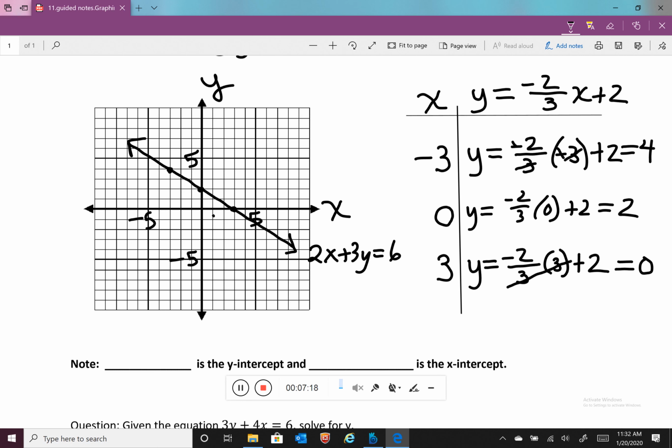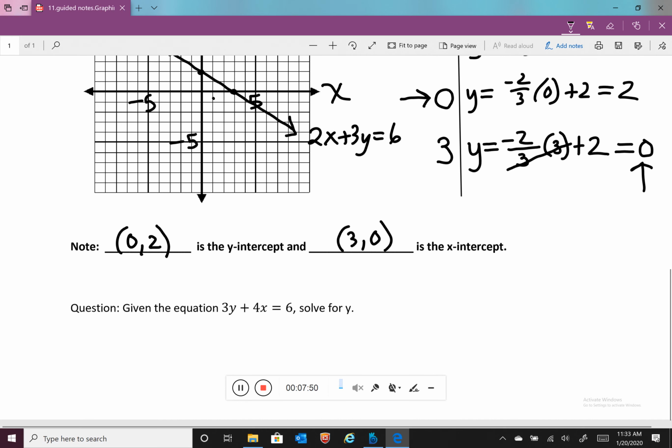Now note, we do have a y-intercept. Remember, our y-intercept is when x is 0. So the y-intercept is 0, 2. And we also have an x-intercept that we can see both from the table and from our graph. An x-intercept is the point on the x-axis. It is also when y is 0. So our x-intercept is 3, 0.